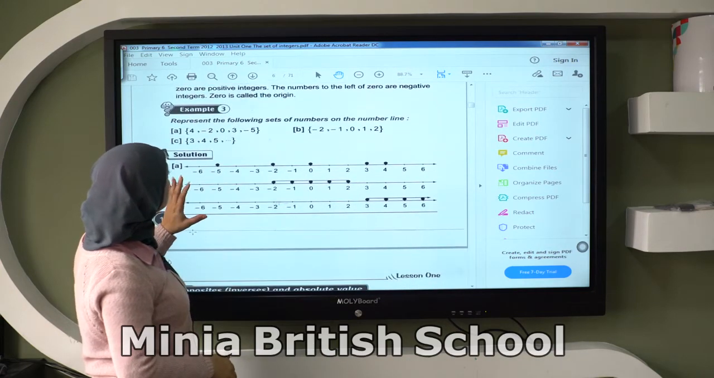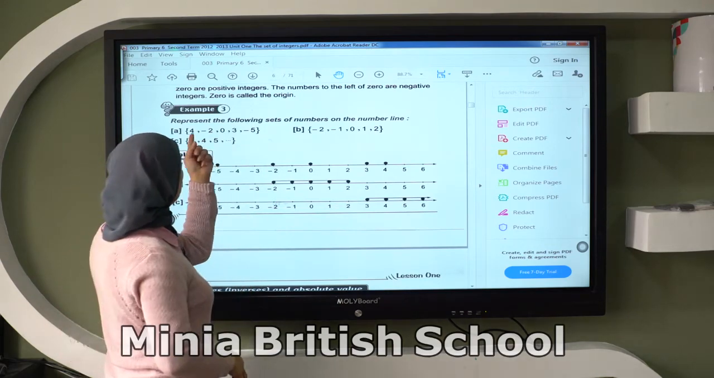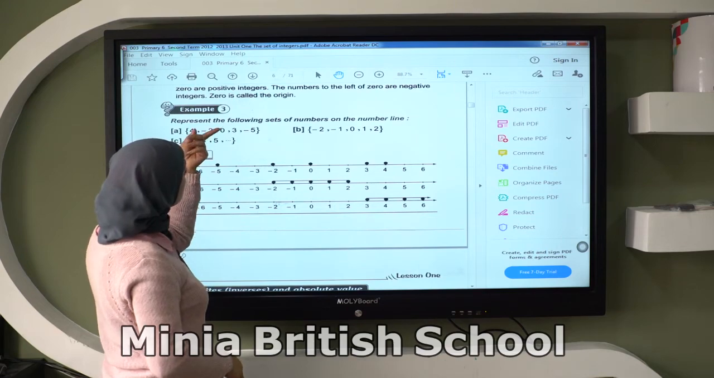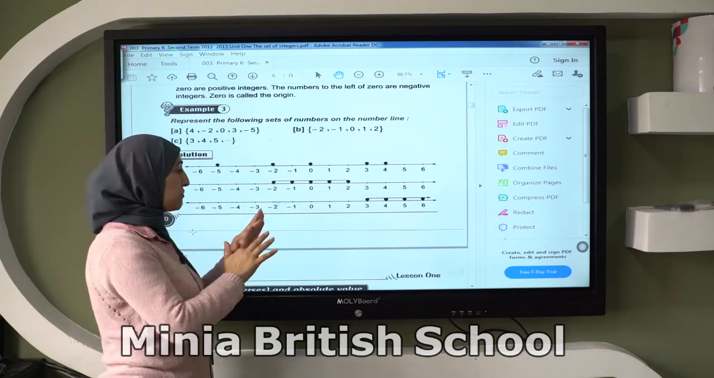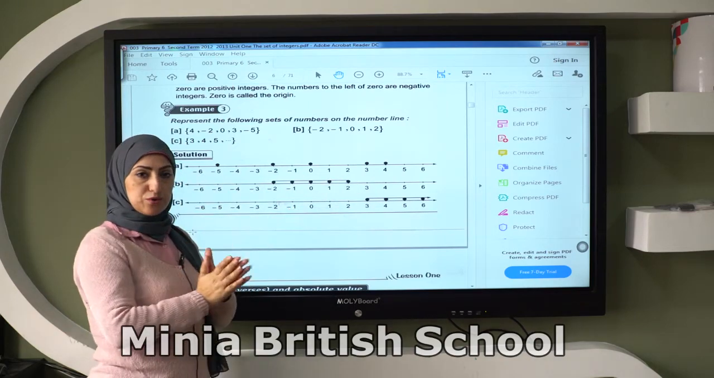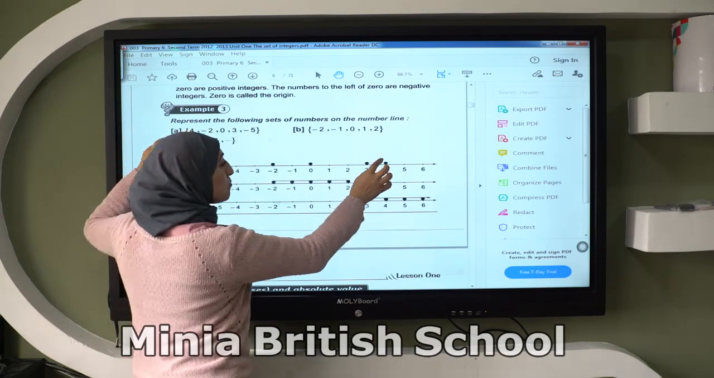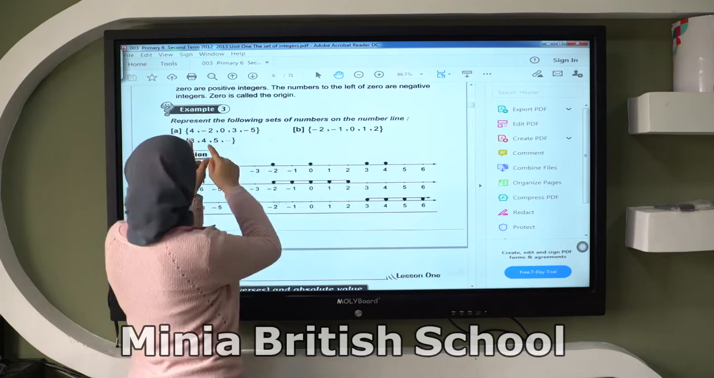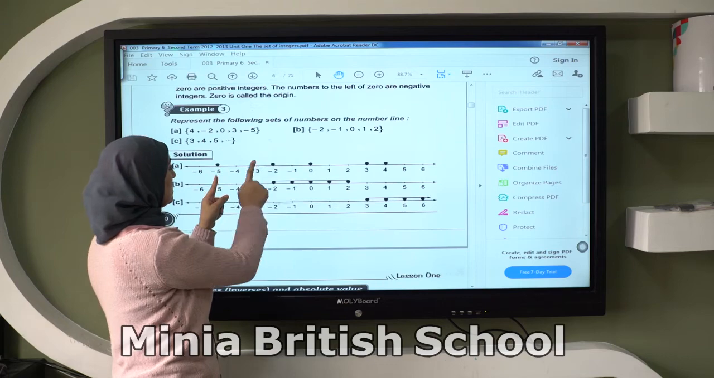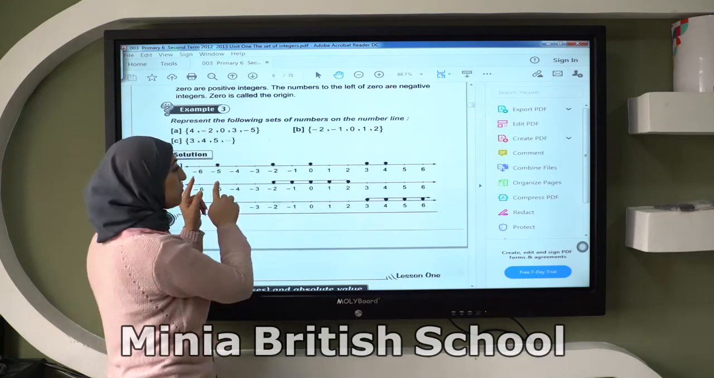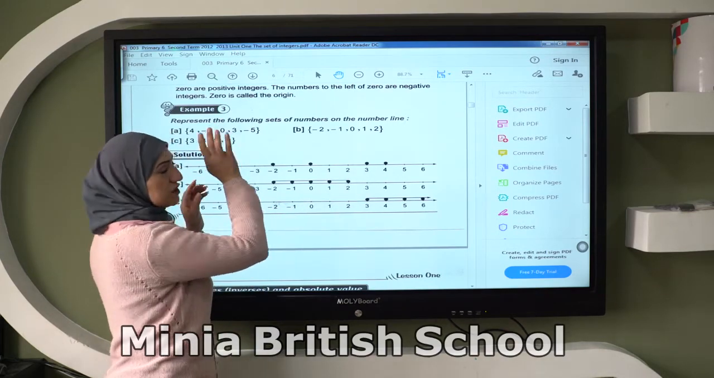Here, if I want to represent these sets on the number line, for example, here this set 4, negative 2, 0, 3, negative 5, okay, I want to represent them. I'll draw a normal number line, then I put here 4, so I put a bold dot on it. Negative 2, again bold dot, 0, 3, and negative 5. Bold dots to know that this represents the set itself, okay?